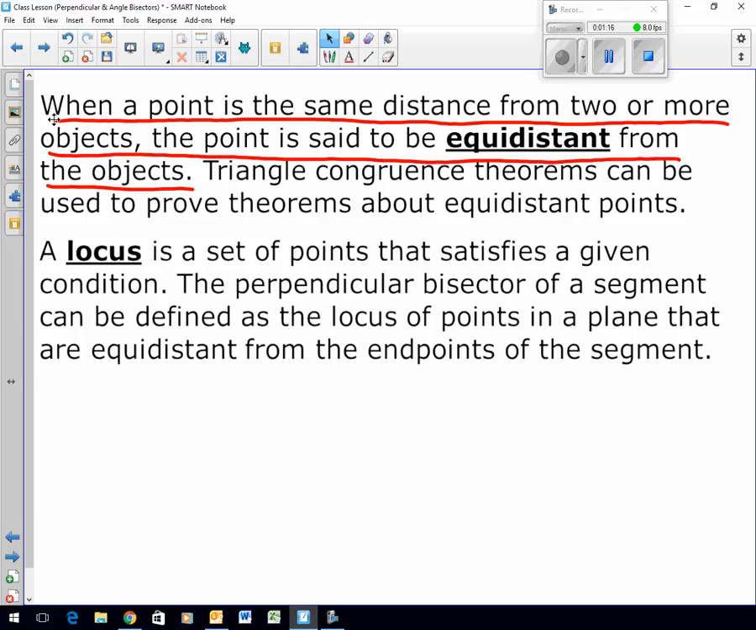A locus, which we're going to define because we'll talk about it, is not in the same sets of standards as it has been in the past, but we still define it. A locus is a set of points that satisfy a condition. So, for example, today we'll say the perpendicular bisector of a segment can be defined as the locus of points in a plane that are equidistant from the endpoints of the segment.